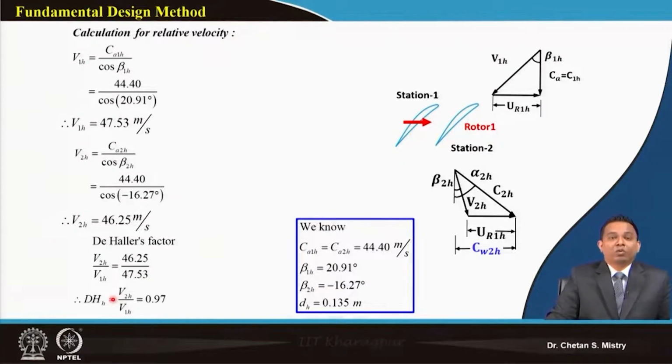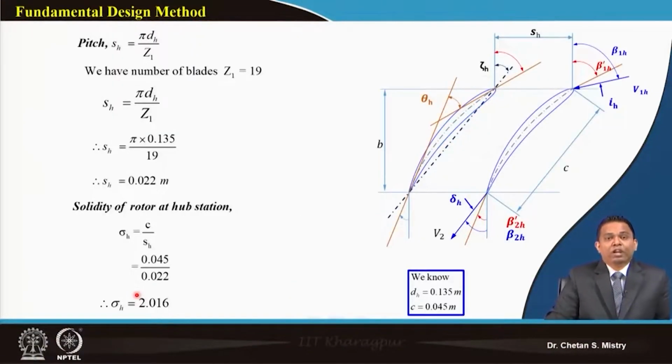We can do our calculation for relative velocities and relative velocity ratios. When we take these relative velocity ratios at the hub, it is coming 0.97. Just look at that. I am sure you are able to do this calculation, so I am going a little fast in showing the calculation. These slides will be with you. Maybe you can verify and check also.